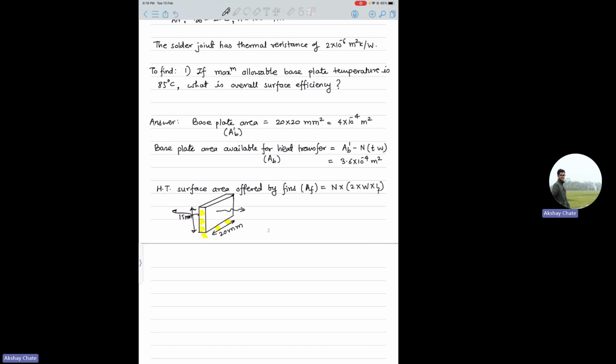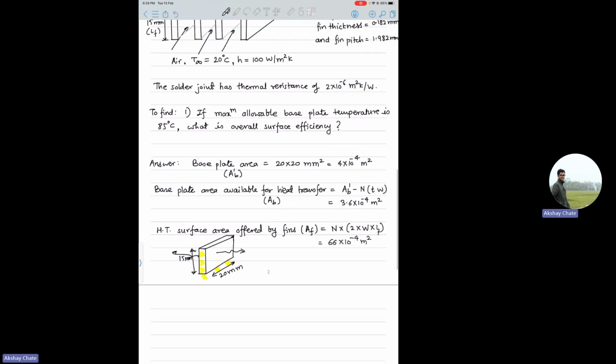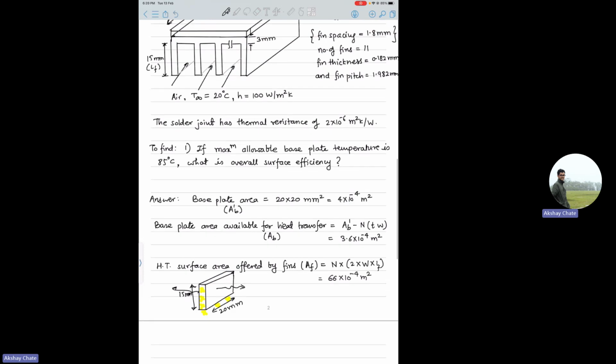So now that is nothing but it will be 66 into 10 to the power minus 4 meter square. I'm not doing the calculation because it's pretty much straightforward, and I have done this previously. I mean, not here but earlier.